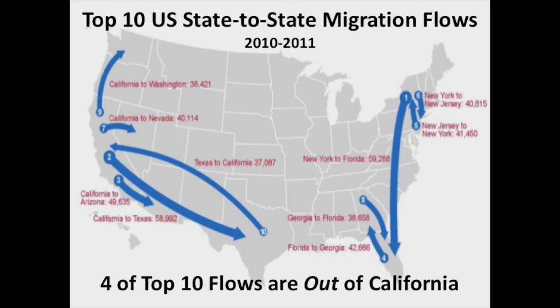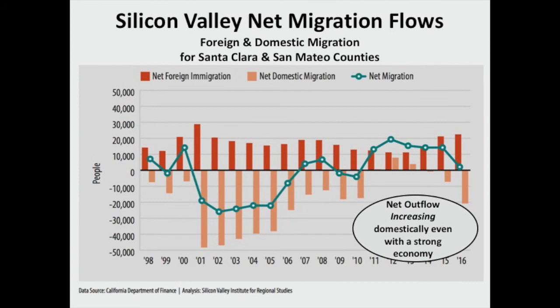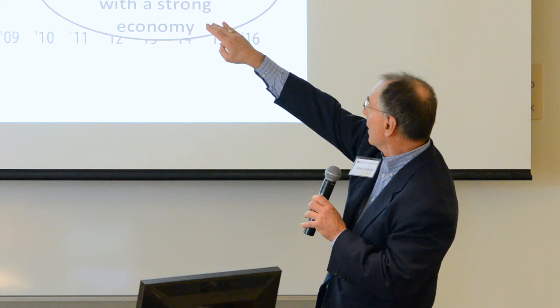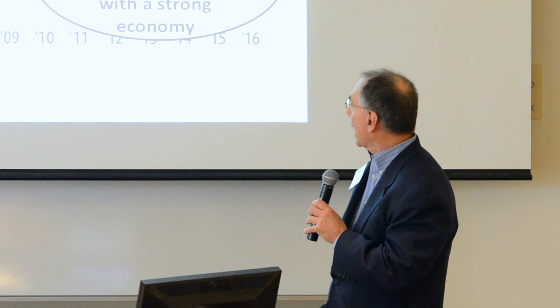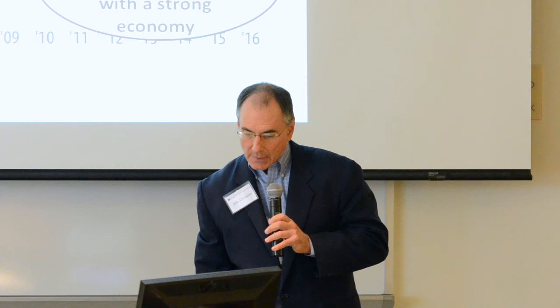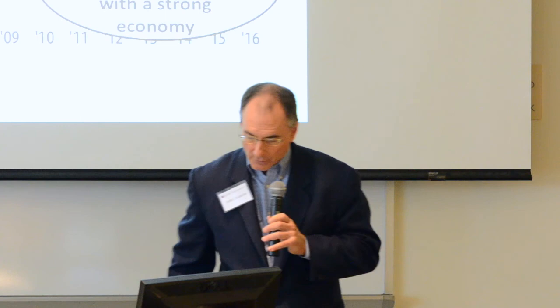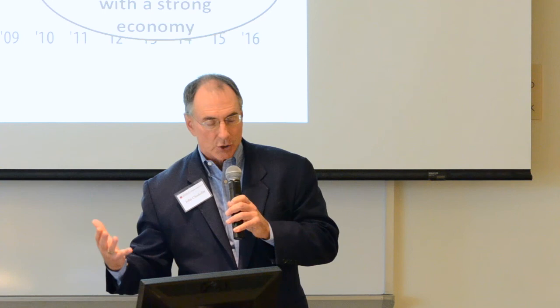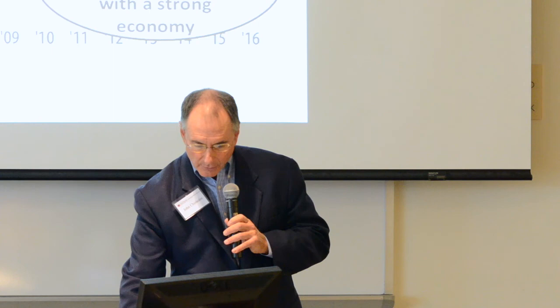If you zoom in a little more closely to the two counties that most directly comprise Silicon Valley, namely Santa Clara and San Mateo County, and divide the folks who are entering or leaving the region as foreign immigration or domestic immigration, you can see right now that foreign immigration into the region has been roughly constant at that dark red level, but domestic immigration, the outflow, has been increasing these last few years, even with a strong economy. If you go back and look at the past, usually the outflow is increasing when there's a weak economy, like the dot-com bust or the financial crisis of 2008. Now we're in a very strong economy, and yet there's a net outflow of domestic folks.